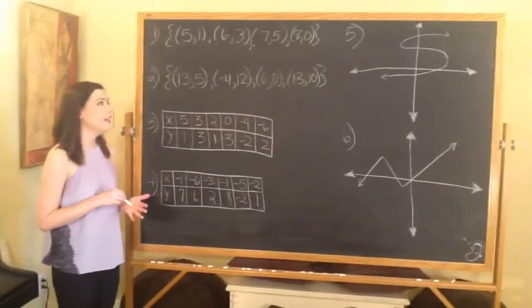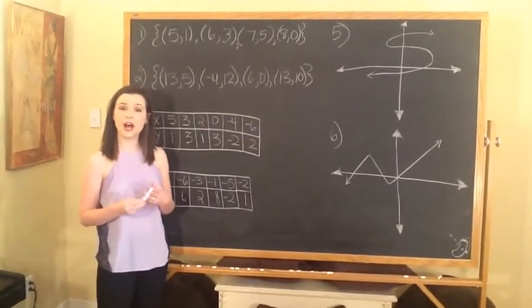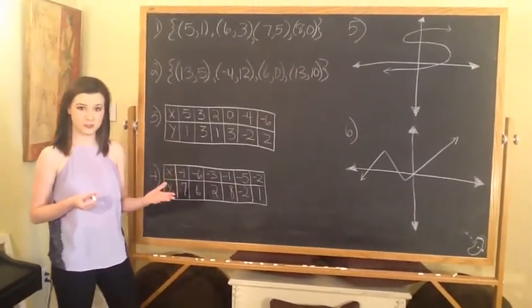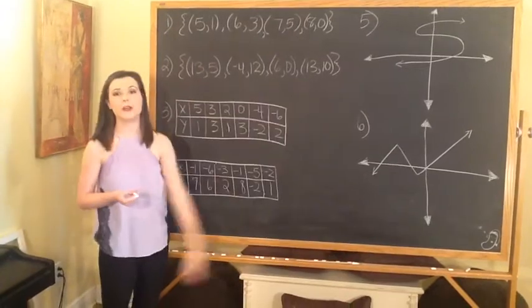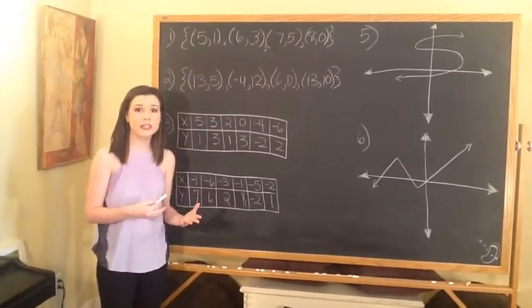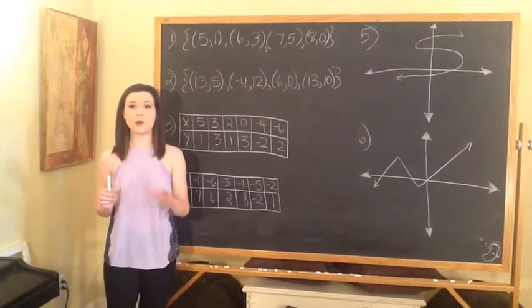Example number 1. Your directions will say, is this a function or not? Explain. First of all, we're going to check to see if it's a function. I have all these ordered pairs listed, and for a function, the domain cannot go with more than one range, which means that all of our x values should be unique. There should be no repeating x values.